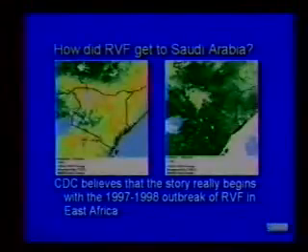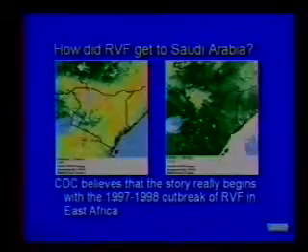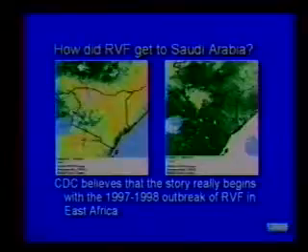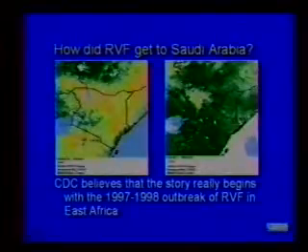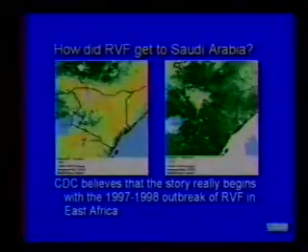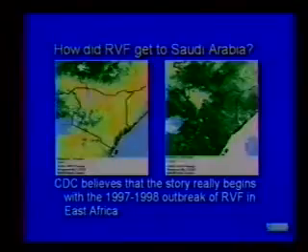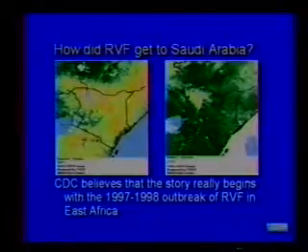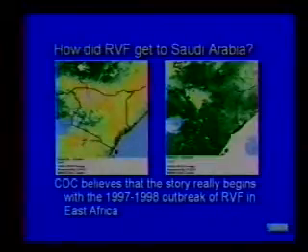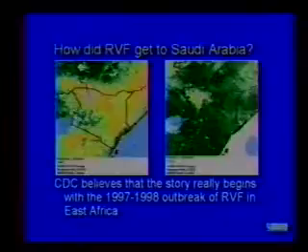We don't know how the virus actually got to Saudi Arabia, but what we do know is that there were indicators that Rift Valley fever was going to occur, in fact, in the area of East Africa using satellite technology. And I introduced this slide because this gives you some idea of some of the sophisticated technology now available to provide prediction of when an epidemic might occur.